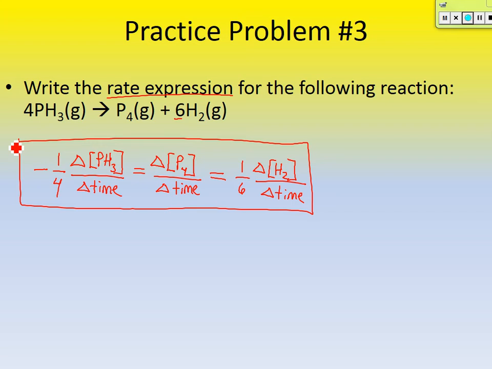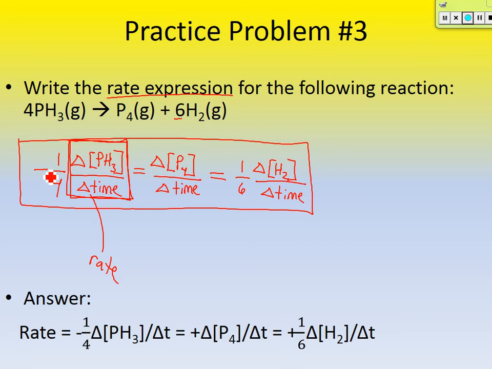Okay, very good. Before I move on, what is this telling us, guys? What is this part telling us? This is the rate at which PH3 is disappearing over time. It's negative because it's disappearing. So those are a couple of the points that I hope that you're recognizing right now.